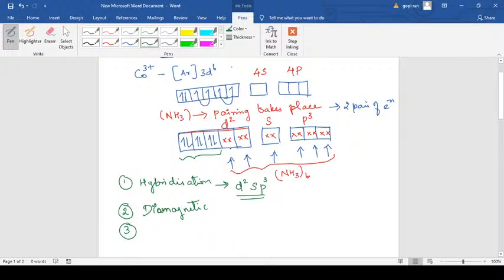And the third thing, whether it is an inner or outer orbital. See here, the d orbital is inside. If it is sp3d2, that is outer. This is d2sp3, so this is an inner orbital complex. Okay, these are the 3 things we can get from the valence bond theory.